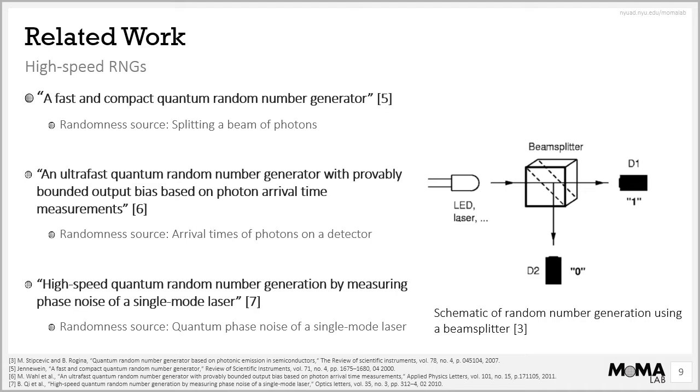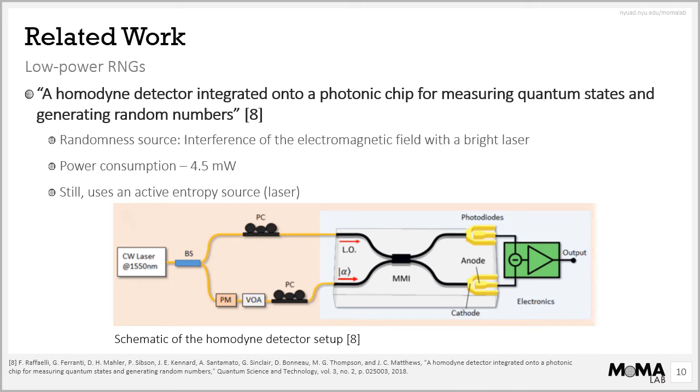So as you understand from these three solutions, they exhibit high random number generation rates. However, this comes at the cost of utilizing an active entropy source. In this case, they all use lasers. And as we explained earlier, this is problematic for multiple reasons.